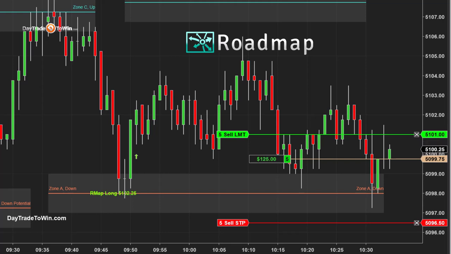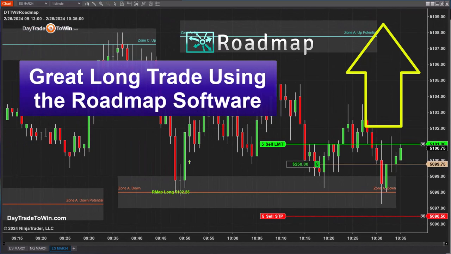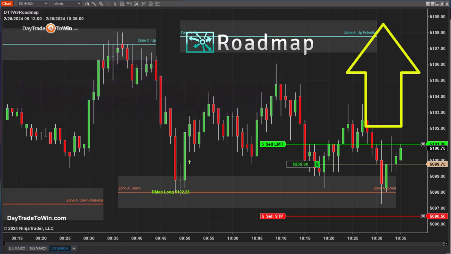For those of you who have the software, same exact signals, same opportunities. You can see it in our live trading room. We have a live trading room for our members. This is a long trade with the opportunity to head up towards the next zone where it says zone A, right up there in that top part of the chart. So this is a long trade with the intention of it moving much higher.